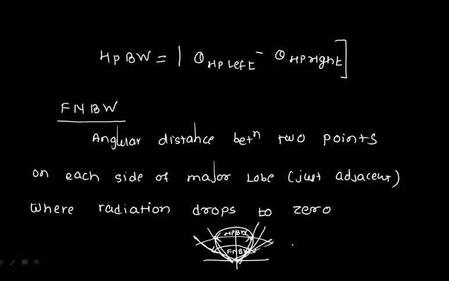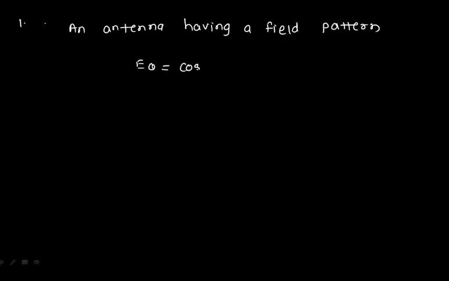Now we are going to solve the problems based on half power beamwidth and first null beamwidth. I'll take one example which we have already seen. The first problem: an antenna having a field pattern, where the pattern given is E theta equal to cos theta, with angles for theta from 0 degree to 90 degree. You need to find the half power beamwidth here.